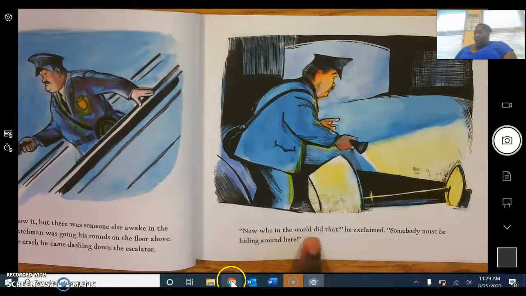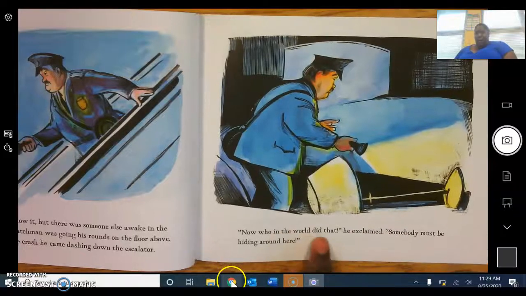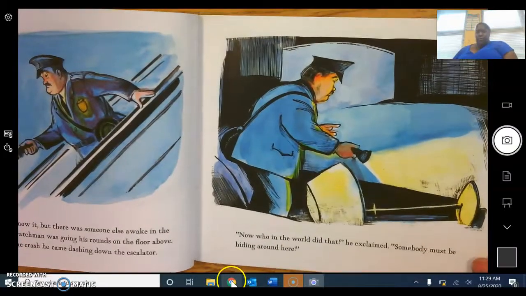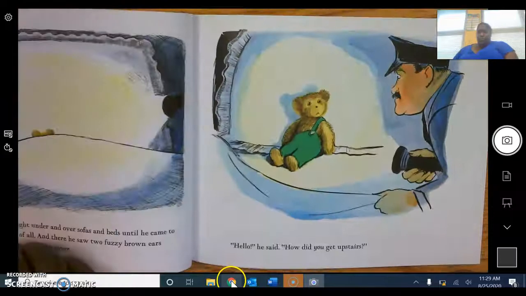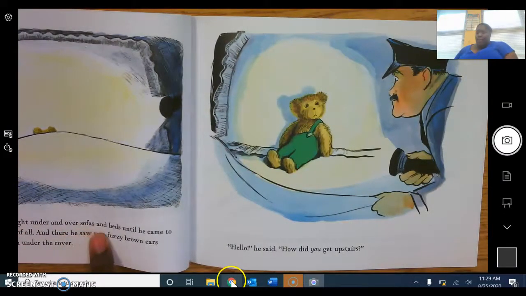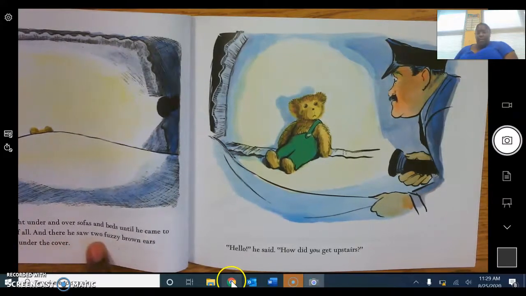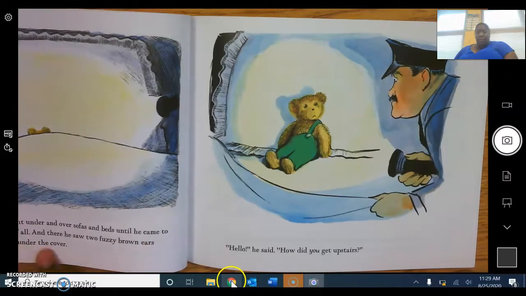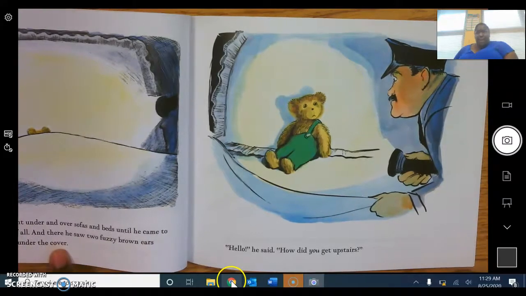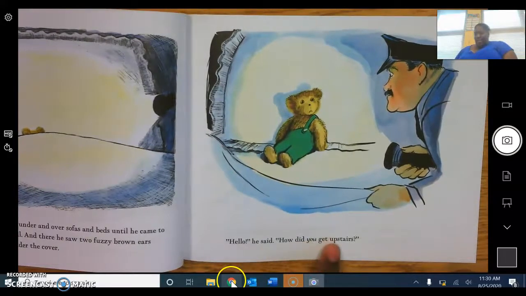"Now, who in the world did that?" he exclaimed. "Somebody must be hiding in here." He flashed his light under and over sofas and beds until he came to the biggest bed of all. And there he saw two fuzzy brown ears sticking up from under the cover. Who could it be? "Hello," he said. "How did you get upstairs?"